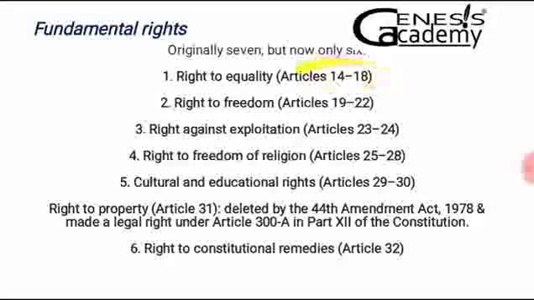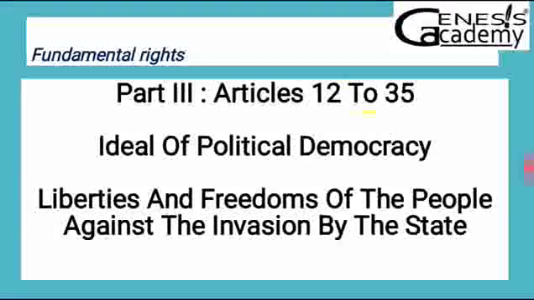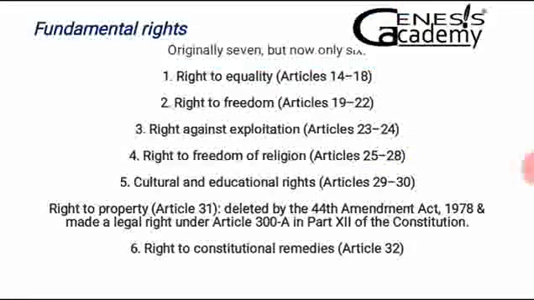आप ऐसे याद रख सकते हो 5, 4, 2, 4, 2, और लास्ट में ये अलग से 32 मीन्स एक आर्टिकल है. राइट इक्वालिटी 5 आर्टिकल्स, राइट टू फ्रीडम 4 आर्टिकल्स, राइट अगेंस्ट एक्सप्लॉयटेशन 2 आर्टिकल्स, राइट टू फ्रीडम ऑफ रिलीजन 4 आर्टिकल्स, कल्चरल एंड एजुकेशनल राइट्स 2 आर्टिकल्स एंड राइट टू कॉन्स्टिट्यूशनल रेमेडी.